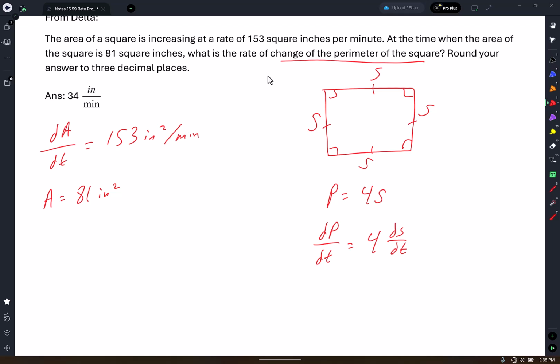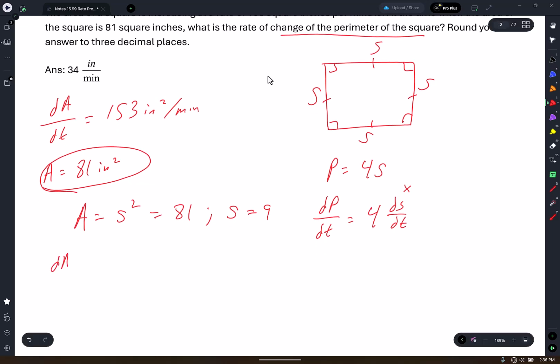All right. I do not have dsdt. How do I get it? Well, from the area. Area of a square is s squared. You actually need to find s, but since we already know that area is 81, since this equals 81, s has to equal 9. Do we understand that, guys? All right, here we go. dAdt equals 2s dsdt.